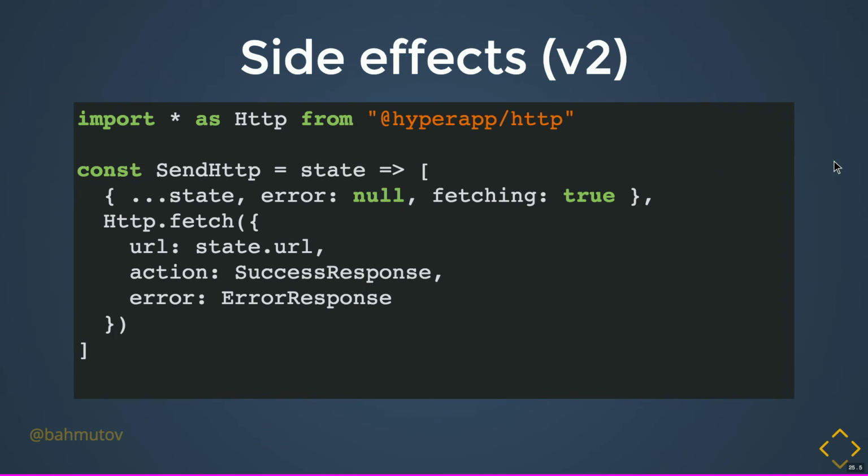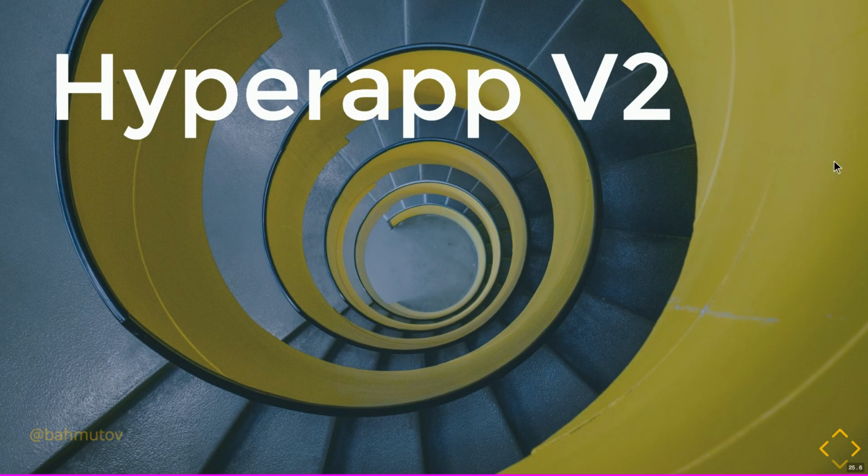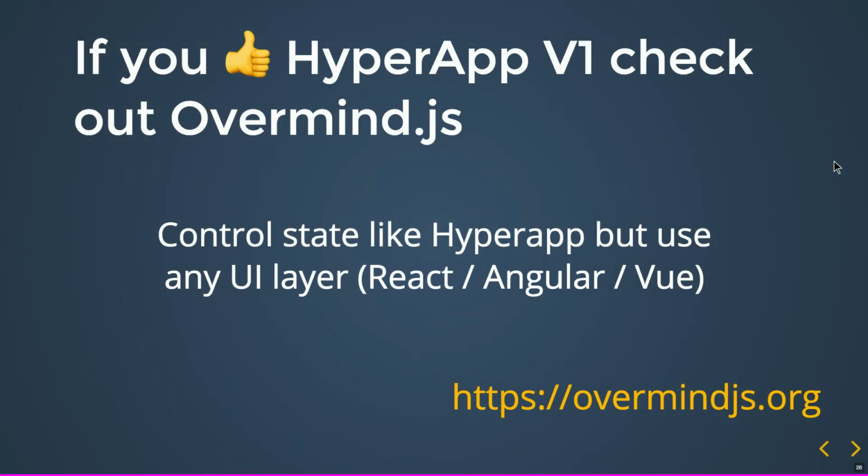But this is a perfect bridge. Hyperapp v2, we'll see when it comes out. To me, it looks like another framework called Cycle. But if you like Hyperapp v1, if you really like the way it makes you separate the state management from the view function, from effects or actions, check out this little library called Overmind.js. It's a state library, so it only does what Hyperapp does for the state and actions, but it works with every framework, and it has adapters. Boom, you connect it, and your Vue app now has Hyperapp-like state management. Really, really good state management library.